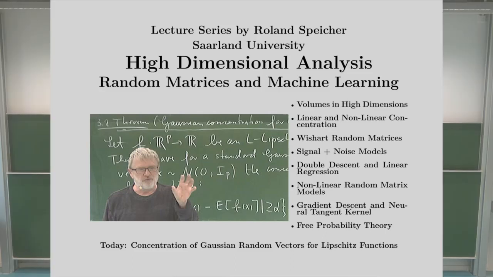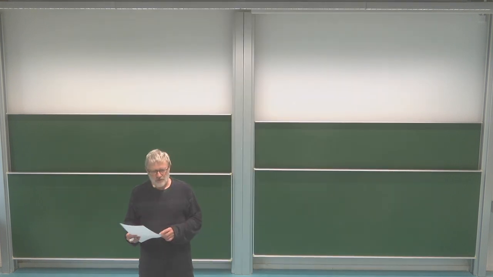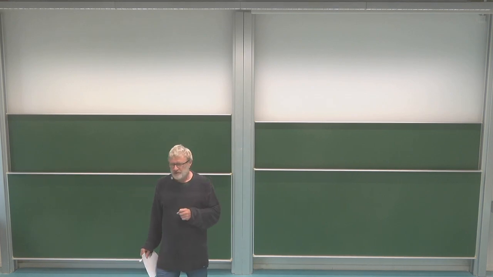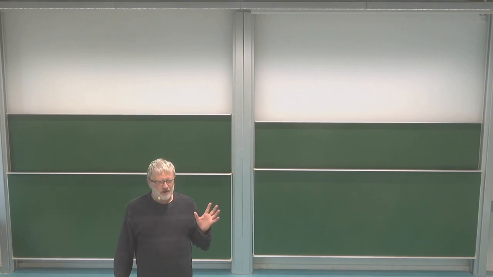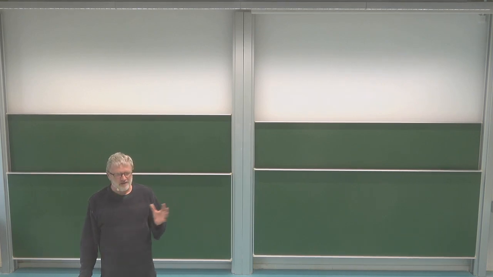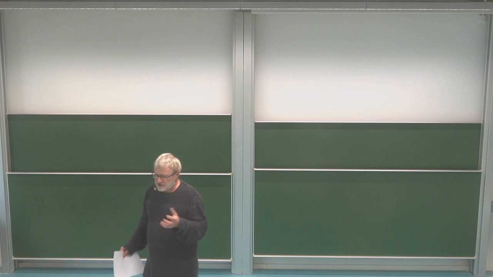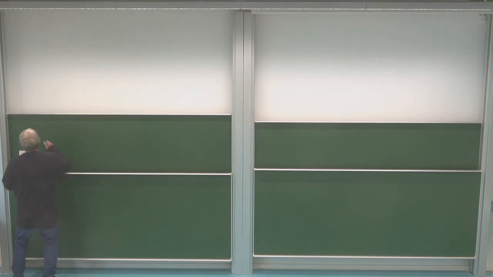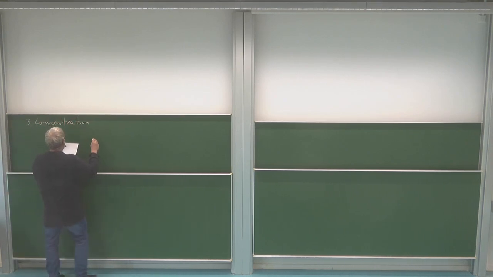So today I want to talk about more general concentration. Last time we talked about concentration for Gaussian random vectors, but we looked essentially at linear functions, which were sums of independent random variables. In general we have more general functions, and that's what I want to cover today and probably also next time. So it's again about concentration.